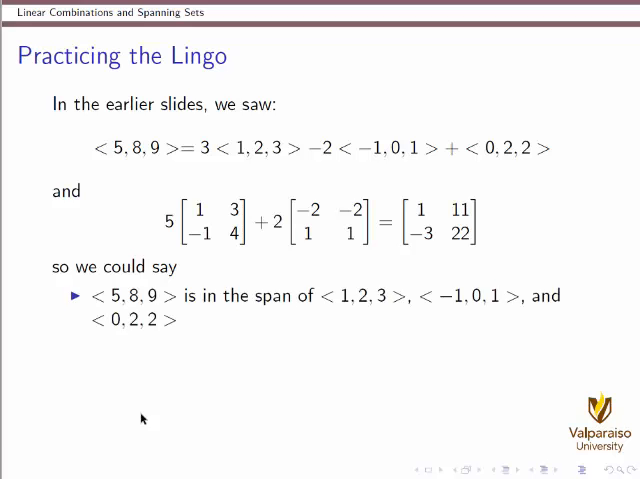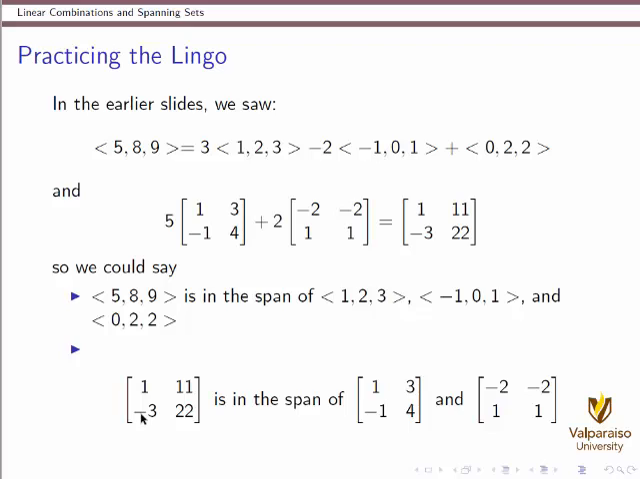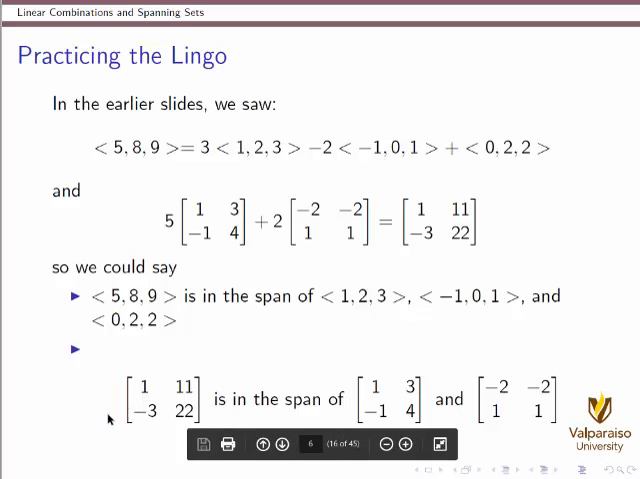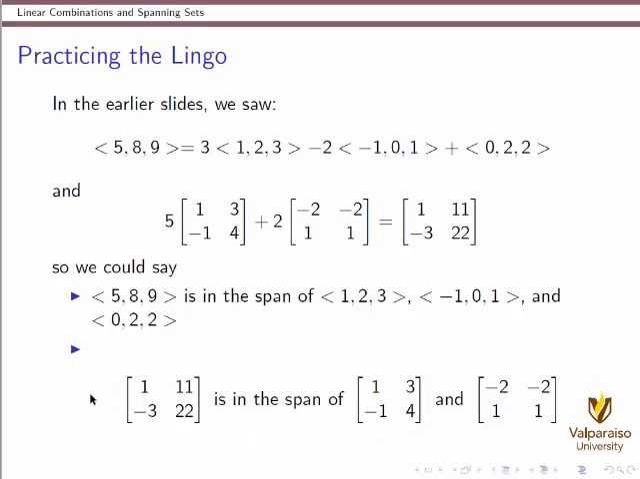And now we would say that that vector 5, 8, 9, since it was created as a linear combination of the other three vectors, is in the span of those three vectors. And the vector 1, 11, negative 3, 22. Let me move the mouse so that it actually looks like a negative 3. That vector is in the span of the other two because it was created as a linear combination of them.